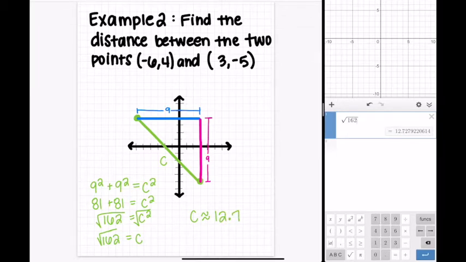And again, you can double check to see that that is indeed the longest side. We had 2 legs that were 9, and 12.7 was the length of the hypotenuse.